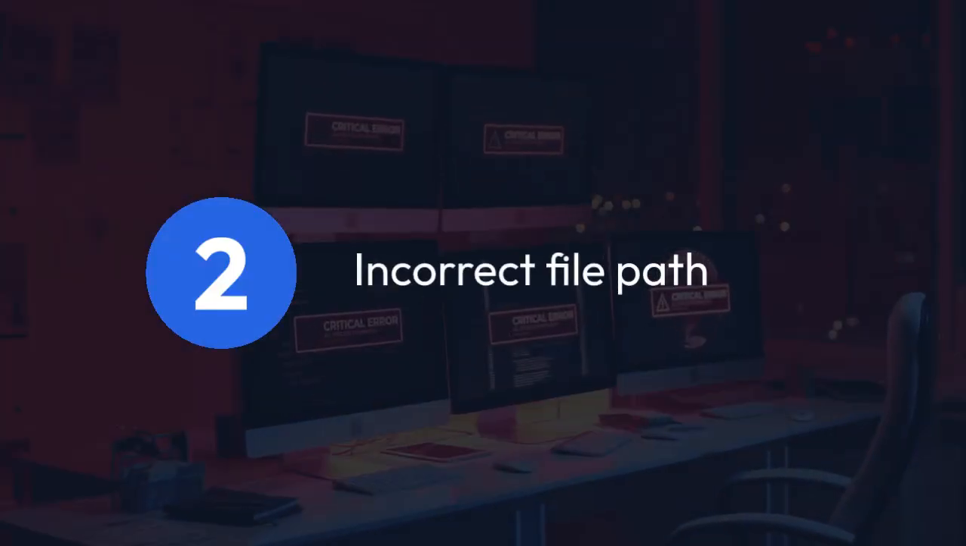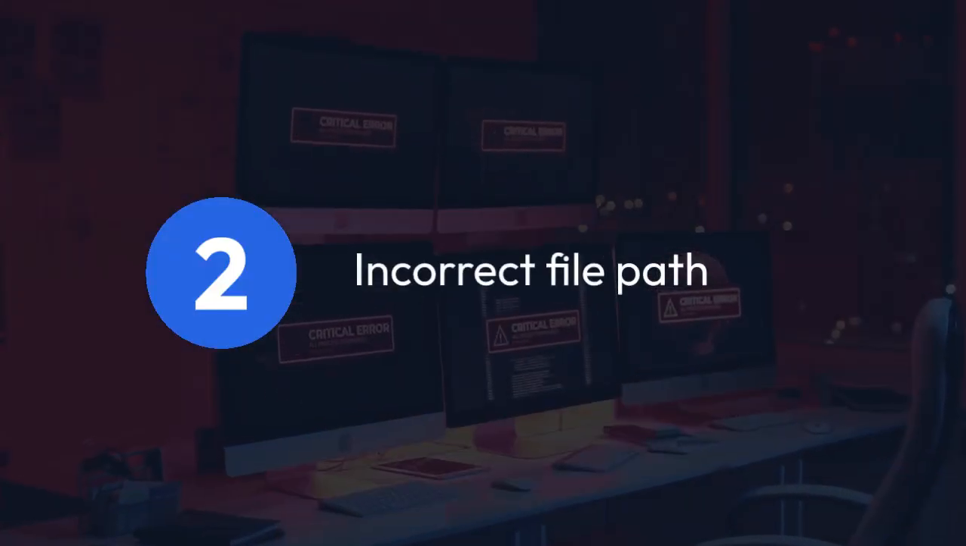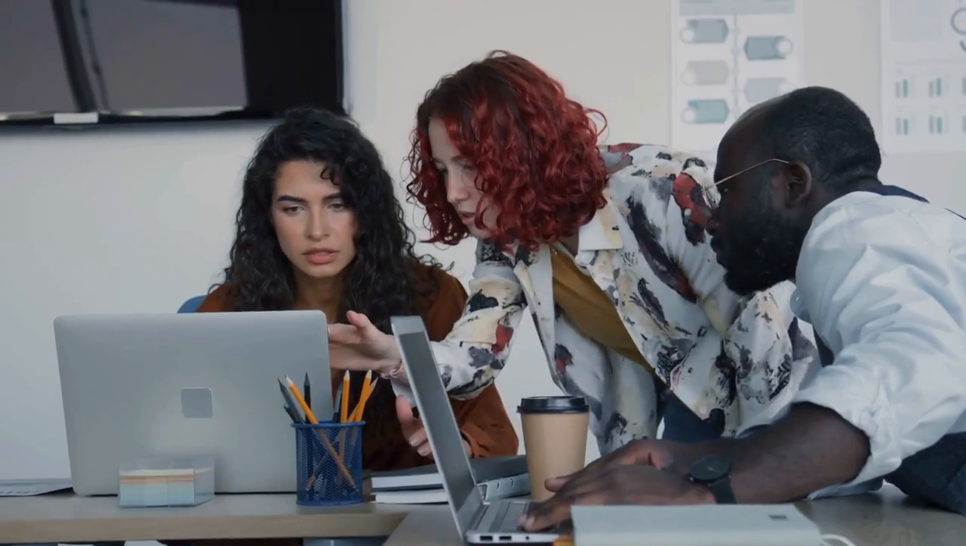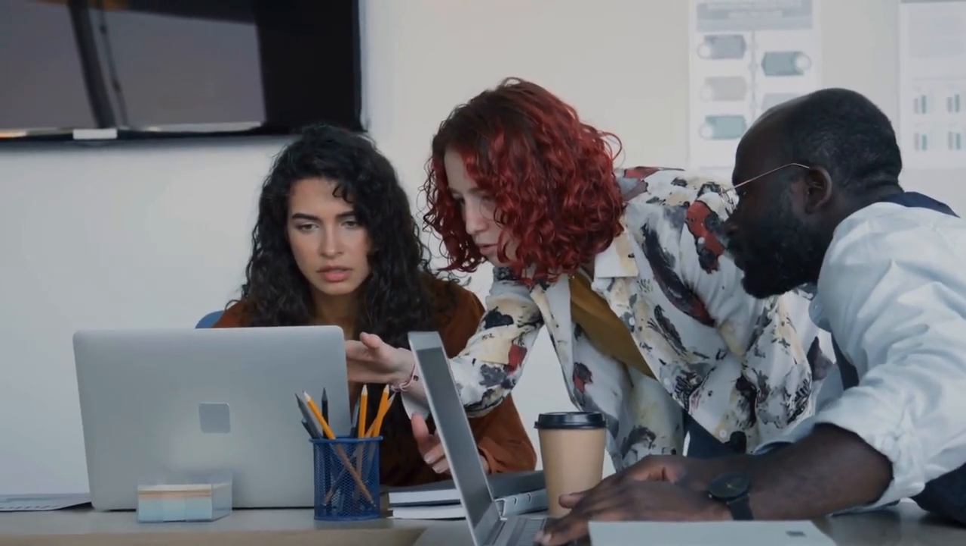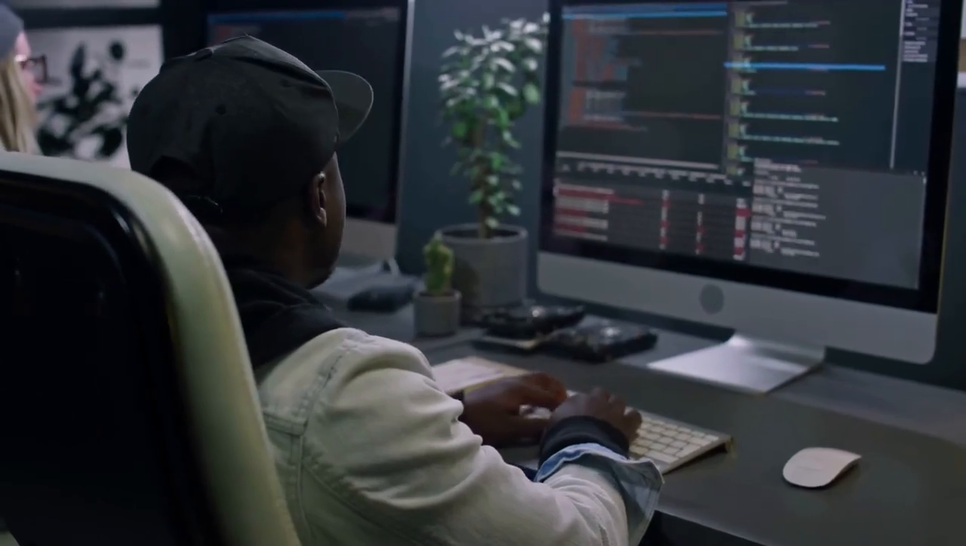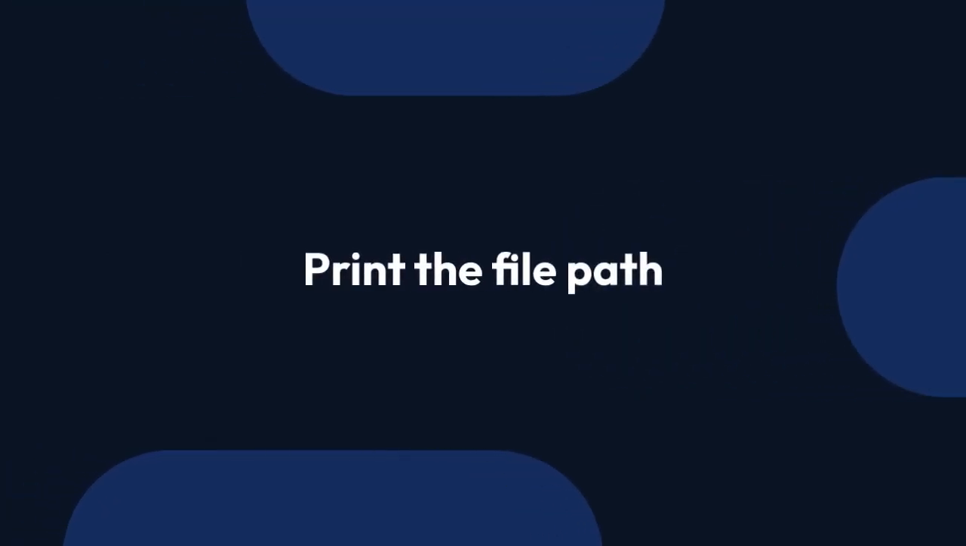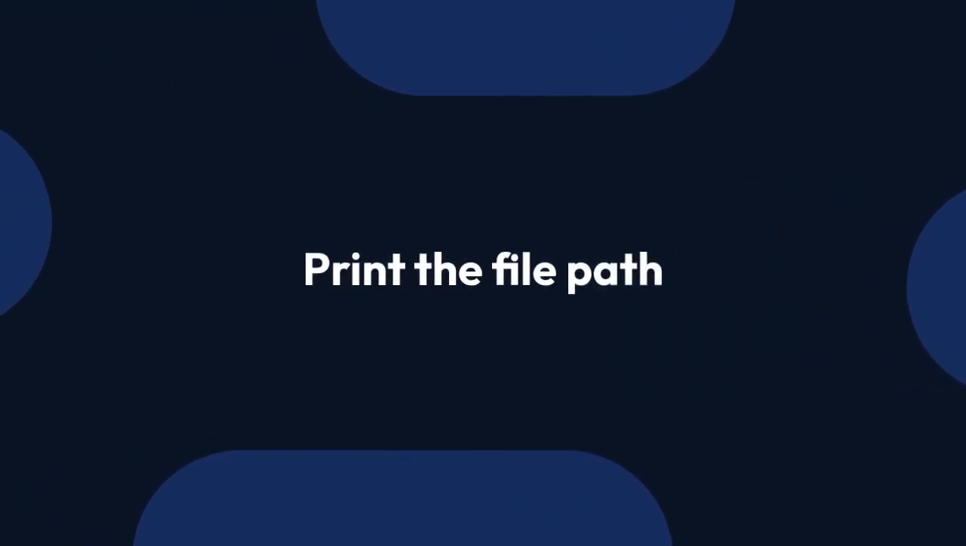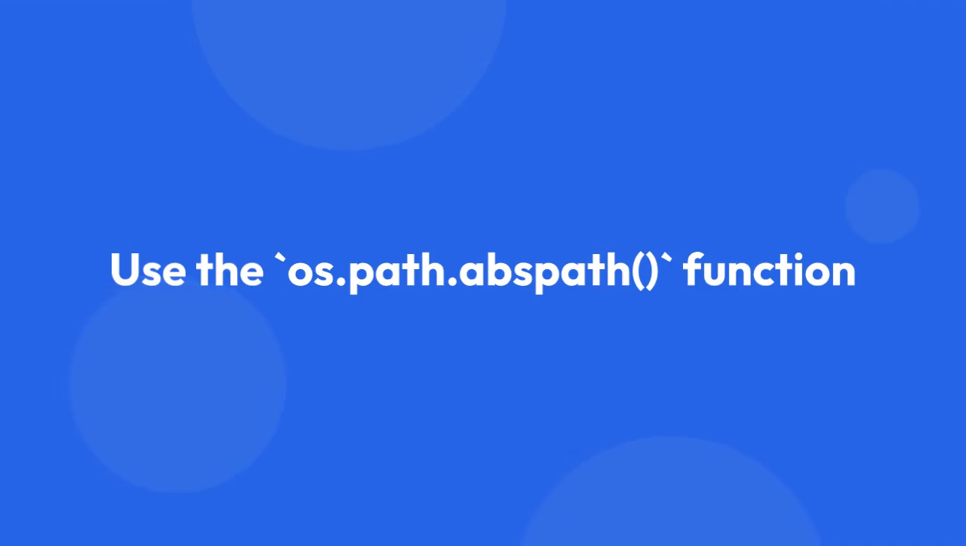2. Incorrect file path. Double-check that the file path you're providing to Pandas' read_csv, read_excel, read_table, etc. function is absolutely correct. A simple typo can cause this error. Print the file path before you use it to confirm it's pointing to the right place. Consider using the os.path function to get the absolute path, which is less prone to errors.